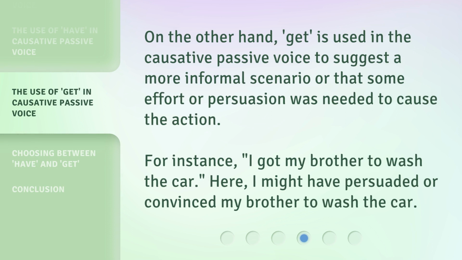On the other hand, get is used in the causative passive voice to suggest a more informal scenario or that some effort or persuasion was needed to cause the action. For instance, I got my brother to wash the car. Here, I might have persuaded or convinced my brother to wash the car.